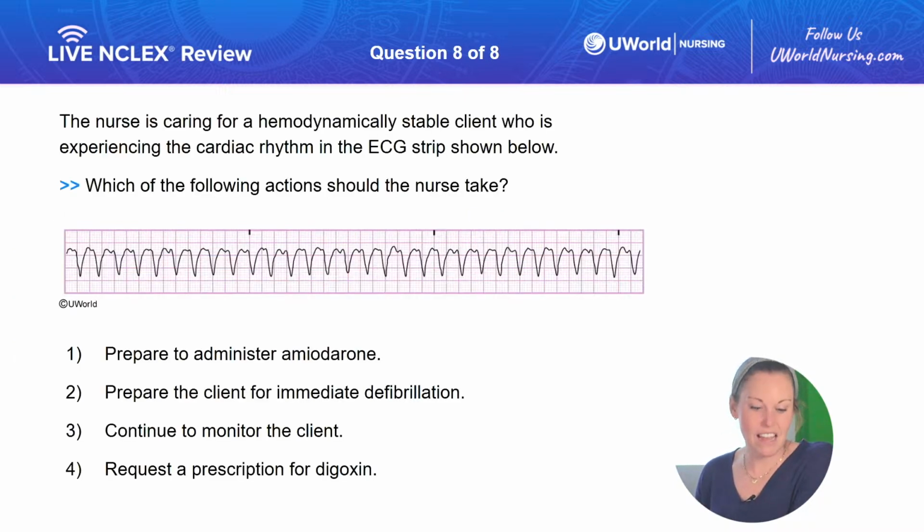All right, last question, question 8. The nurse is caring for a hemodynamically stable client who is experiencing the cardiac rhythm in the ECG strip shown below. Which of the following actions should the nurse take? Option 1, prepare to administer amiodarone. Option 2, prepare the client for immediate defibrillation. Option 3, continue to monitor the client. Option 4, request a prescription for digoxin. All right. Drop those answers in the chat.